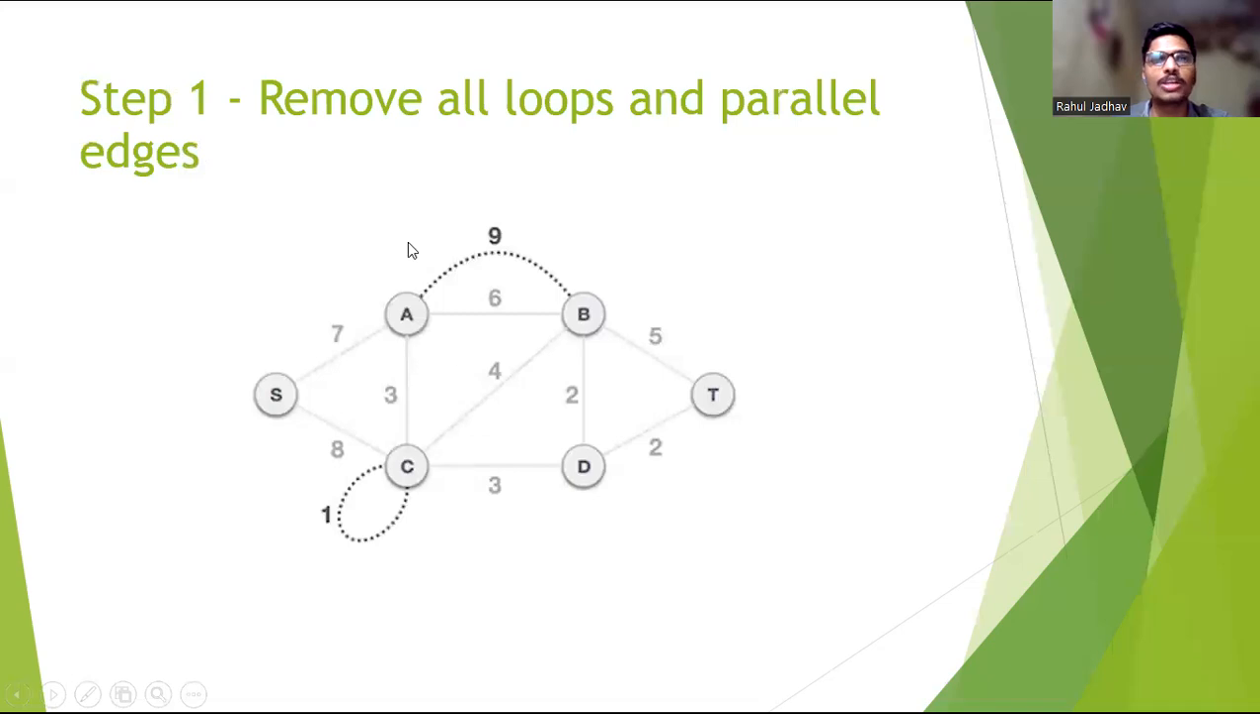The first step is to remove all loops and parallel edges. Here we can see that there are two loops in our diagram. From A to B, there are two paths. From A to B is a cost of 6, and another A to B is 9. So we can remove the maximum cost one, meaning A to B with the cost 9, we can remove that. And from C to C, there is no use of this loop. It would be charging a cost of 1. So we will also remove that.